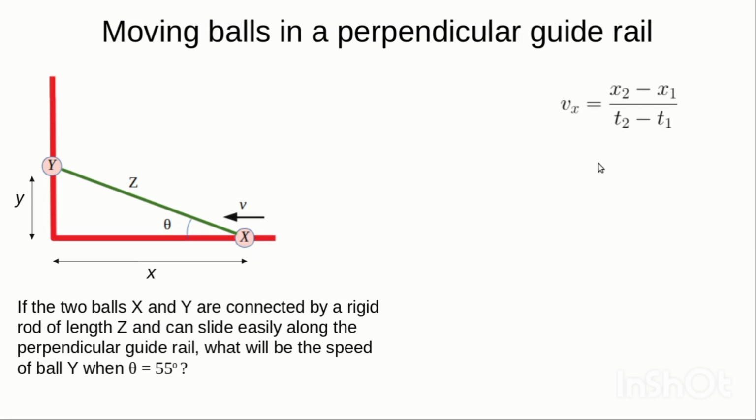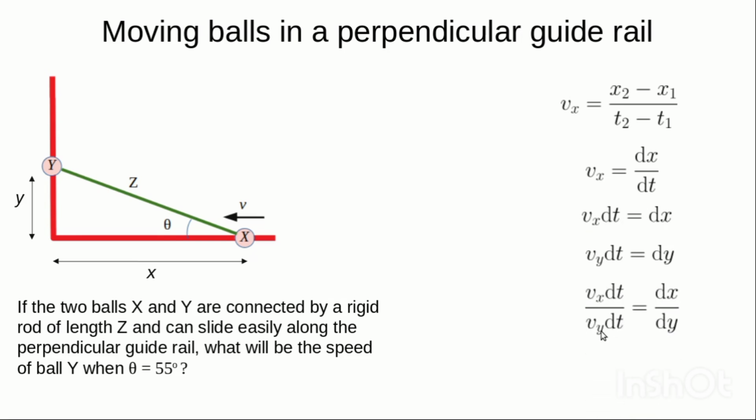Okay, so we can reduce this one to Vx equal to dx/dt, and we can make dx stand alone, and that gives us Vx dt equal to dx. So this is the equation for this particular ball x. Now, if we also do the same for ball y, we have something of this form, Vy dt equal to dy. Now, we can connect these two by dividing this expression by this, and we have Vx dt all over Vy dt equal to dx/dy.